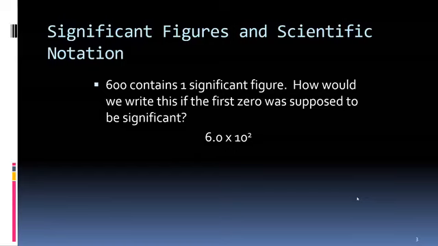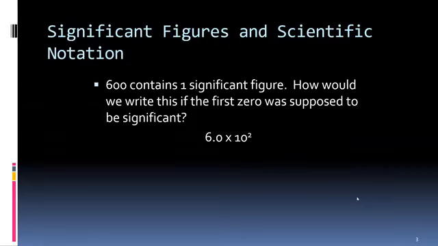If you wanted it to have two significant figures, then you would have to write 6.0 times 10 to the second. If you wanted to have three significant figures, you could use scientific notation and write 6.00 times 10 to the second, or write 600 with a decimal point at the end. Either is acceptable within the scientific community.